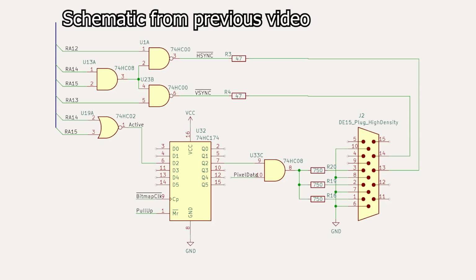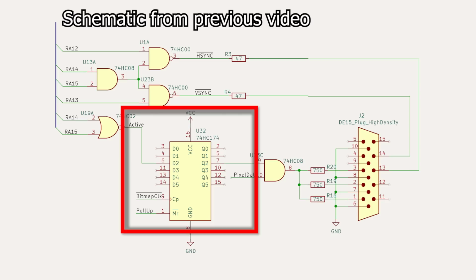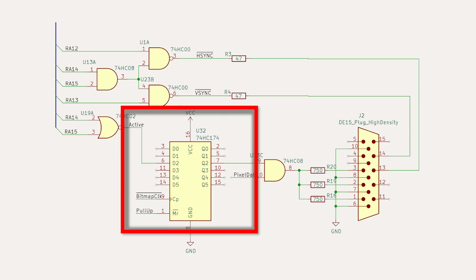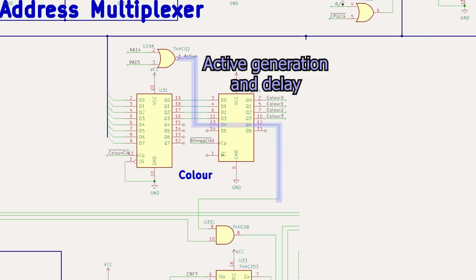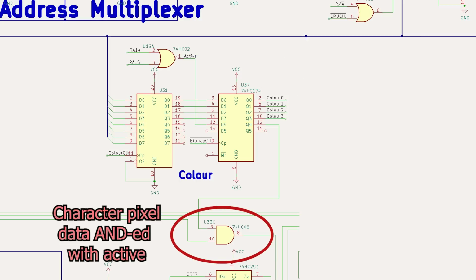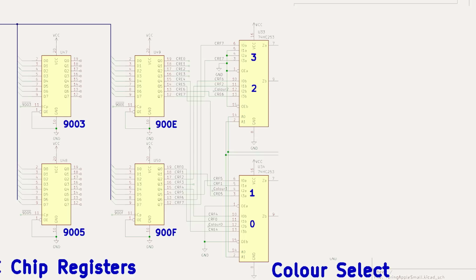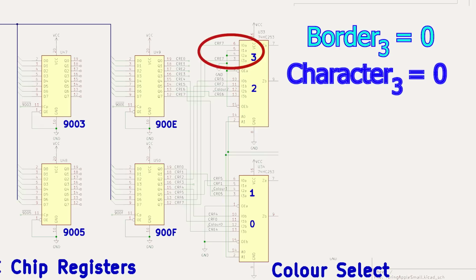Now, if you remember in the last video, we had to delay our active signal by 1 character to hide the first memory access within a scan line. Well, I can incorporate this into the spare bits in the 74HC174, which delays the color signal, and I can use this to generate our shift register pixel data. We have a 4-bit color value. For the border color and the character color, I'll just make the top bit input to the multiplexer 0.